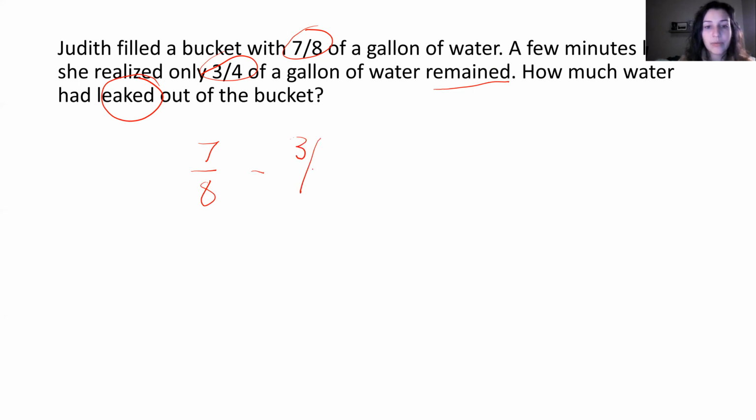So we can use, do we have an eraser? Sorry about that.